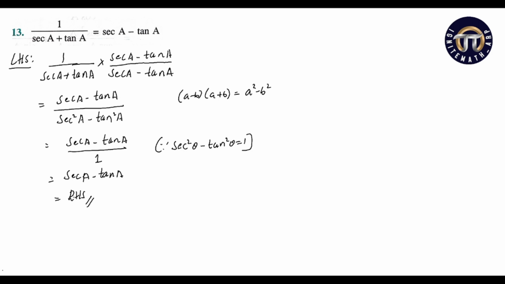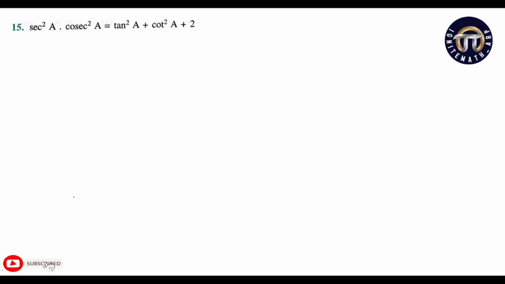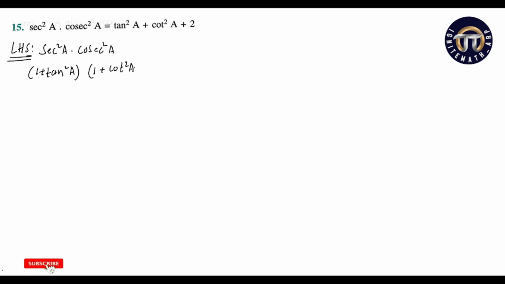Clear, children? Right? So let us move with the next question, that is question number 15. Here again I will take the LHS. Now let us see what happens if I take the LHS. LHS is secant square A into cosecant square A. Here I have only tan and cot. Secant square A can be expressed as 1 plus tan square A, into cosecant square A, which can be expressed as 1 plus cot square A.